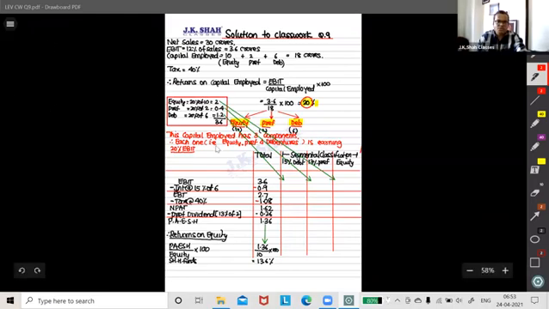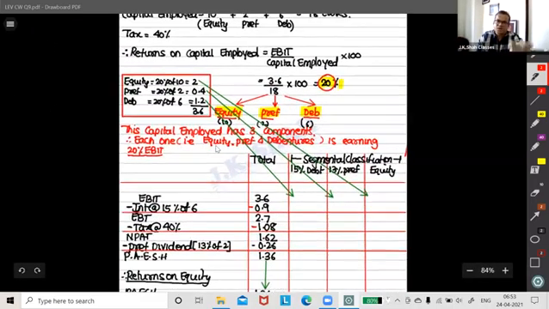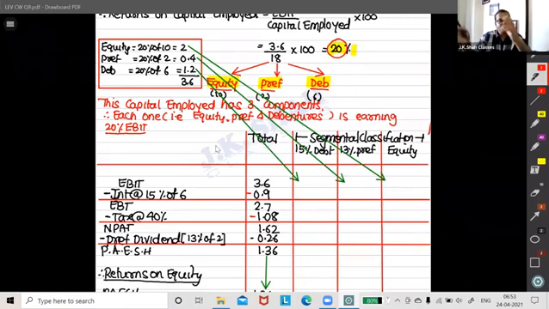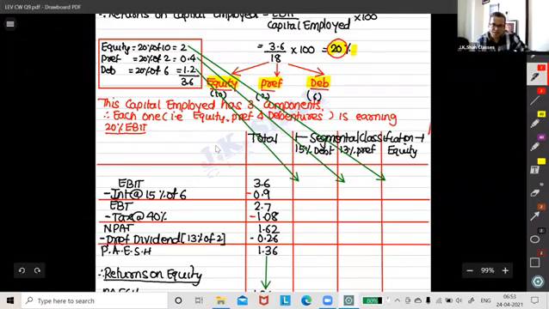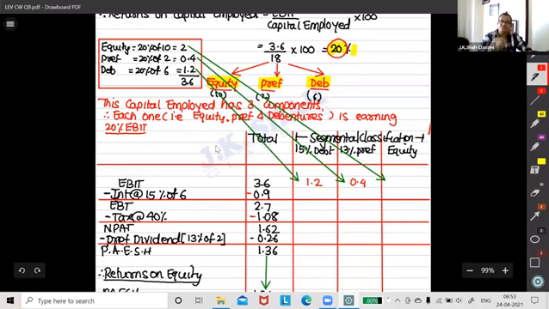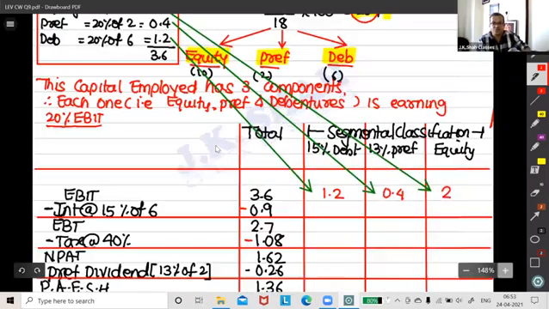So see now, if you look at it like this, the total EBIT is how much? The total EBIT is 3.6, which is 20% of the capital employed. So we split it into three parts. Out of this 3.6, first we'll write about debt. So 1.2 is directly earned over debentures money. 0.4 is directly earned over preference shareholders money. And 2 is directly earned over equity shareholders money.